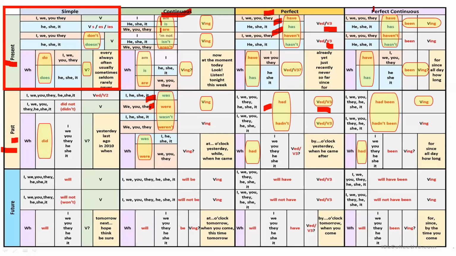And the last one, perfect continuous. Perfect, this is the first part: have or has plus been, or had been for the past, plus continuous, verb plus ing.